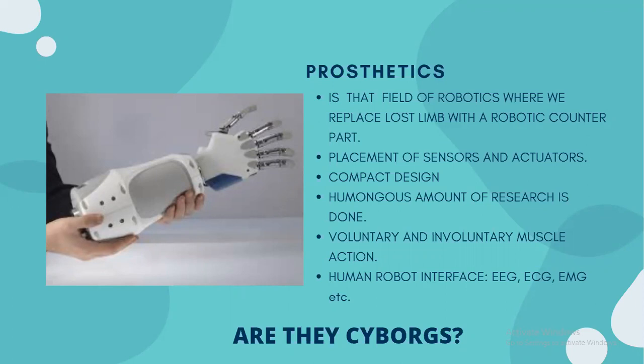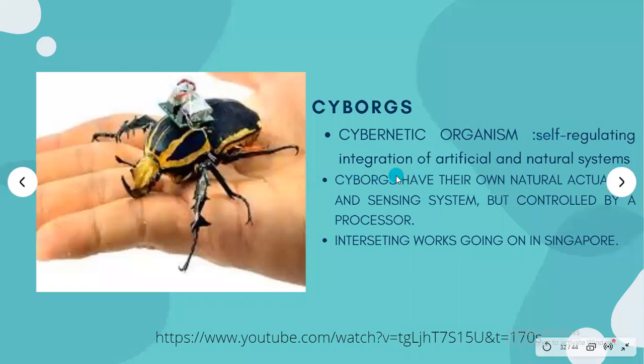Now, if you have a prosthetic limb, would you be considered a cyborg? No, cyborgs are entirely different cybernetic organisms. Having a prosthetic arm doesn't make you a cyborg. Cyborgs are self-regulating integrations of artificial and natural systems. Normally I would be controlled by my brain or my central nervous system.